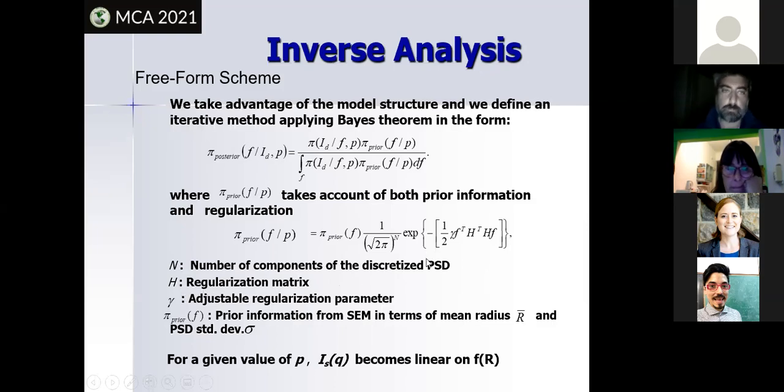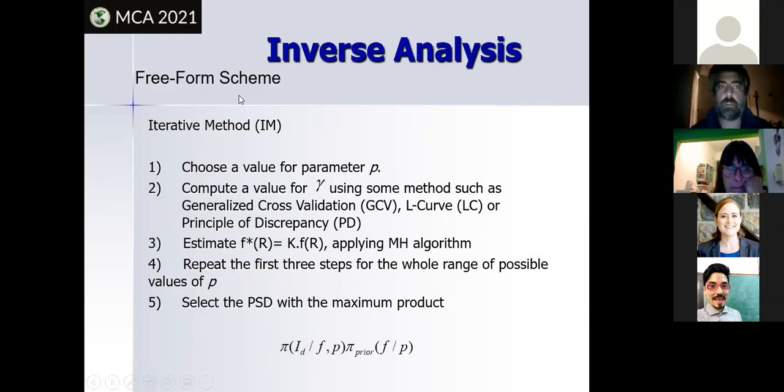So in the freeform scheme, we use the iterative method and we have to follow these steps. First, I choose a value for the parameter P. Compute a value for gamma using some method, such as typical regularization methods like generalized cross validation, L-curve, or discrepancy principle. Estimate now F star, because if you remember the integral equation, the K is absorbed by F, and we then apply the Metropolis-Hastings algorithm.